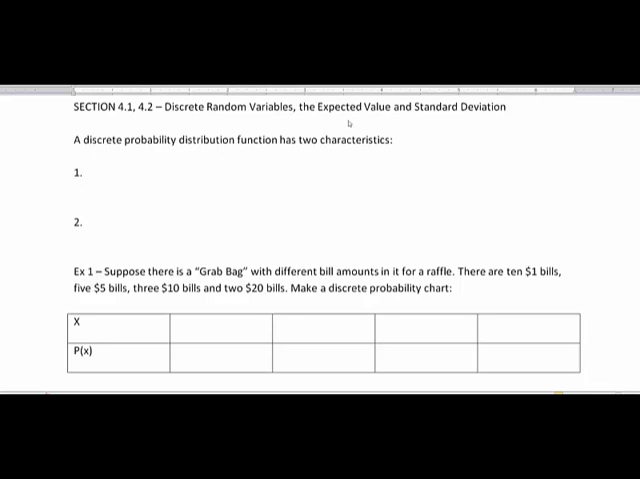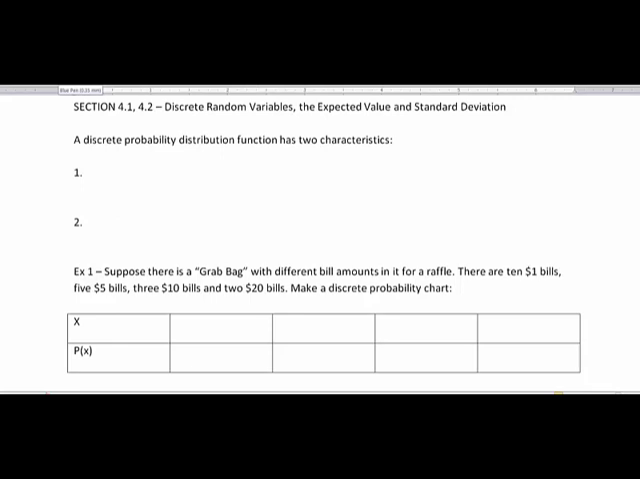So in this video, we are going to learn about discrete random variables. We're also going to find its expected value, also known as the average, and also the standard deviation away from that average. Now, you might remember from the previous videos that I've done the word discrete.